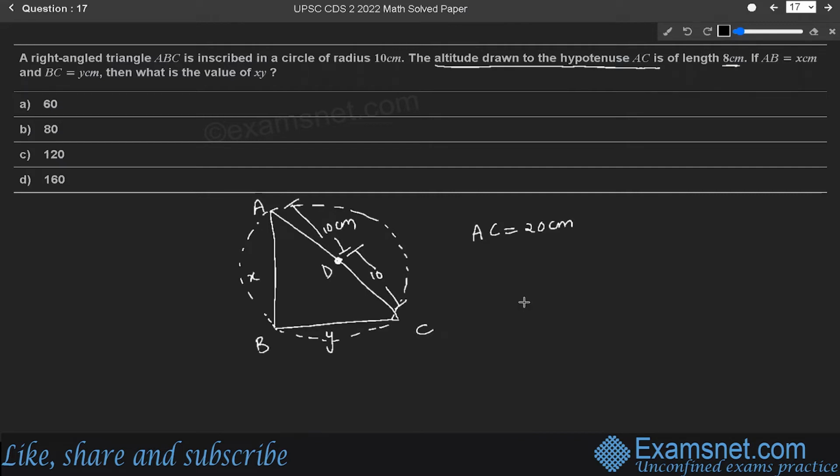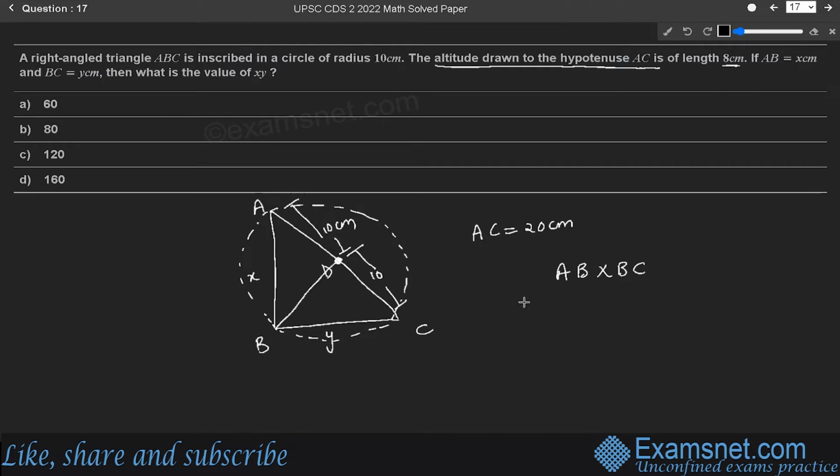And we have to find the value for XY. See, X is AB and Y is BC, means we have to find the value for AB into BC. Now, a very important thing is given, which is altitude drawn to the hypotenuse AC. Altitude will always be perpendicular.